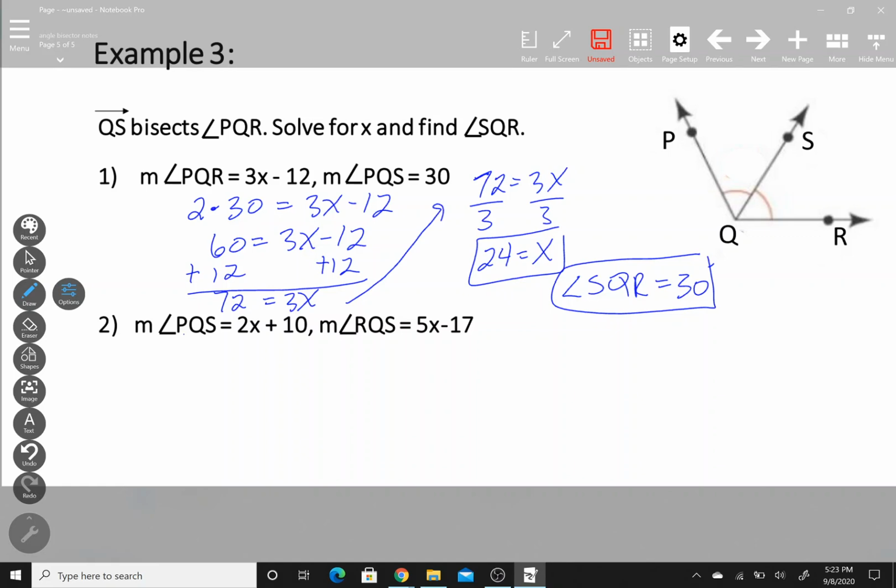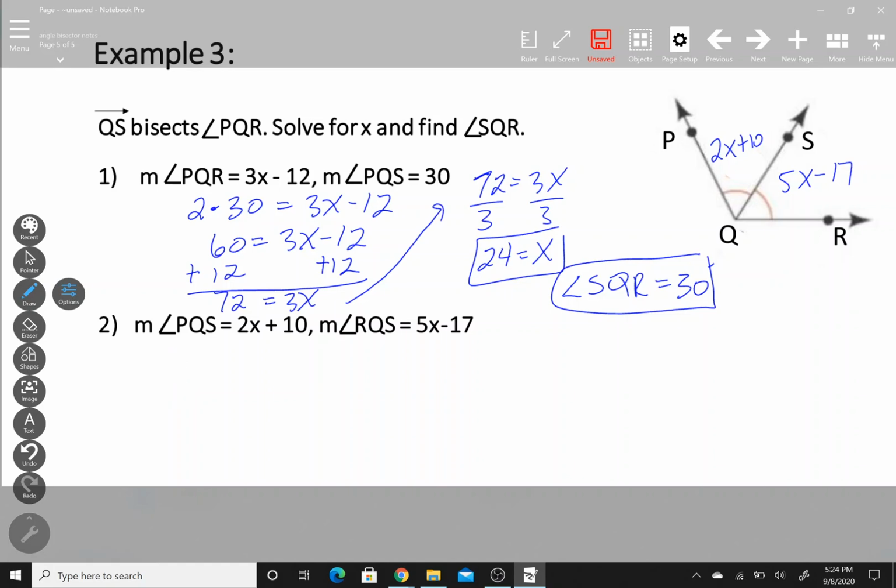All right, it says angle PQS is 2x plus 10. So PQS, 2x plus 10. And then RQS is 5x minus 17. So 5x minus 17. And we need to find x and the measure of angle SQR. So again, since I know that QS is bisecting, I know these two pieces are equal. So 2x plus 10 is going to be equal to 5x minus 17. All right, and how do I know that?